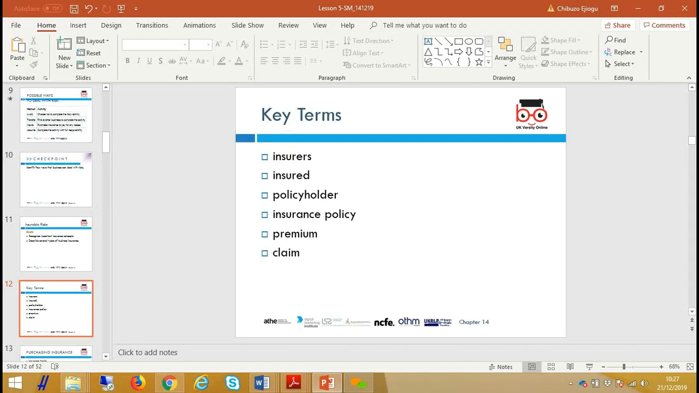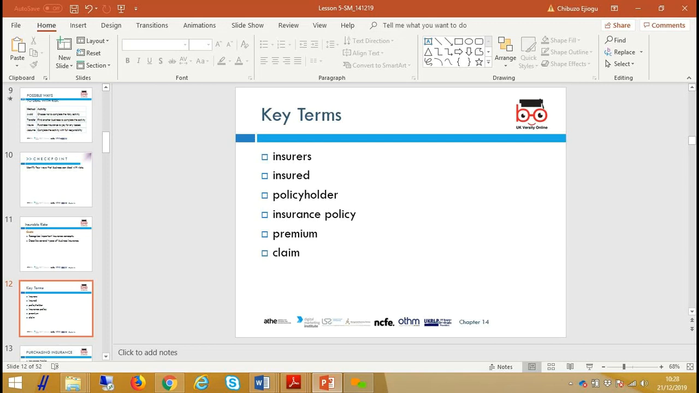So the subsequent slides we are going to skip. For risk management, I think I've spent enough time identifying the key things. Just this last slide, I think we do. Insurer, so that's your insurance company. Insured is the person or property that is being insured, right?